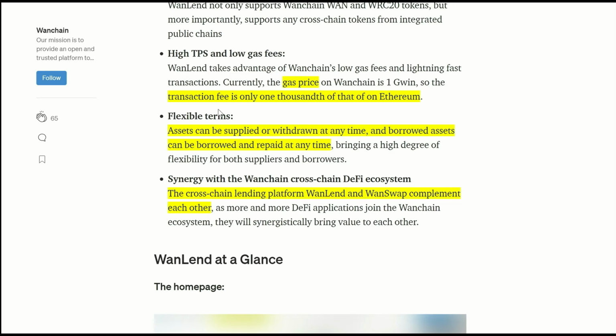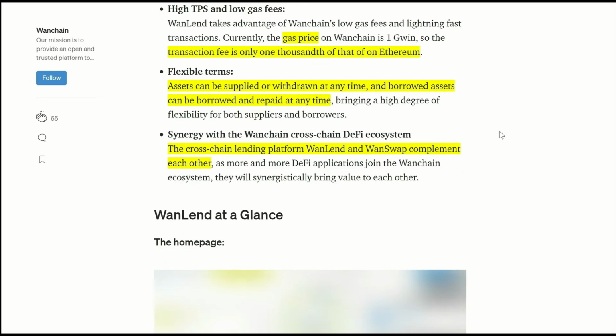One very important aspect of it is the gas price. The transaction fees are only 1/1000th of that on Ethereum. So way cheaper cost to move your assets on the Wanchain network. So really great work from the Wanchain team. That's really what they've been after. Also, assets can be supplied or withdrawn at any time, and borrowed assets can be borrowed and repaid at any time. Really great that they provide that for us.